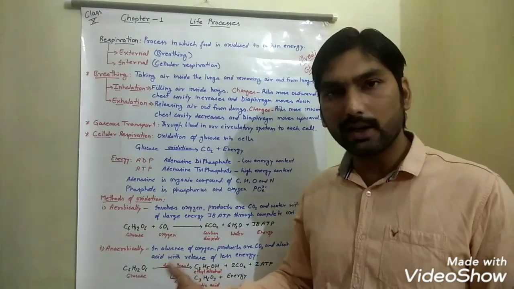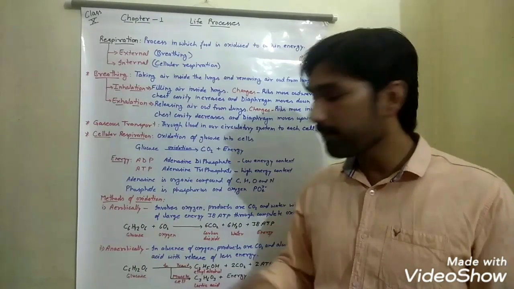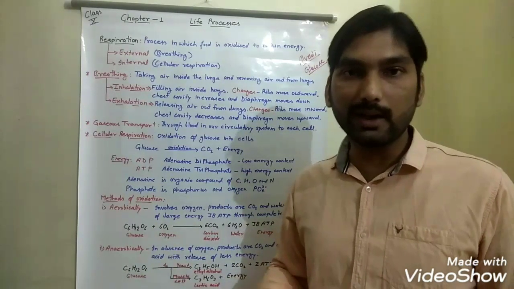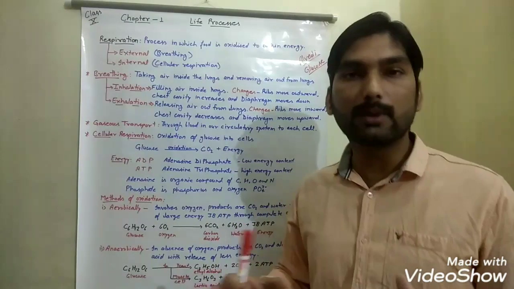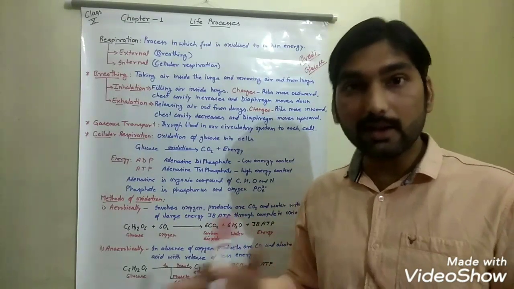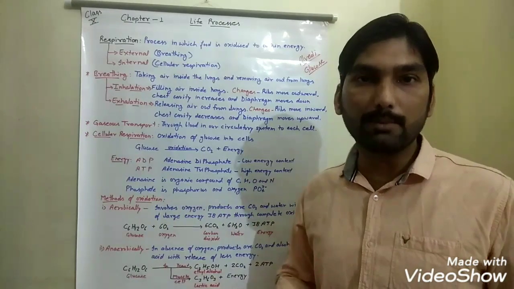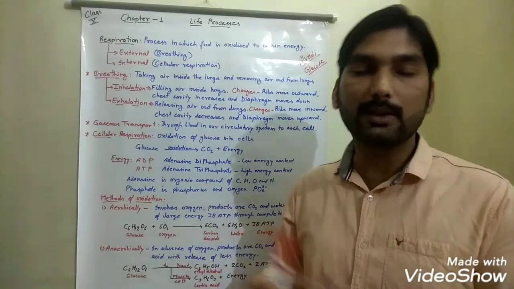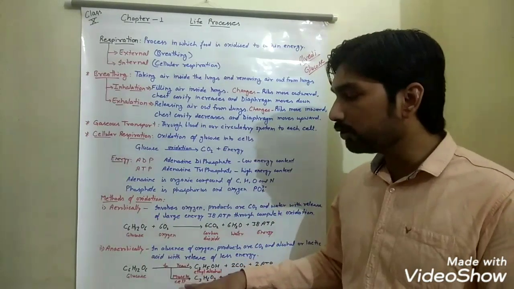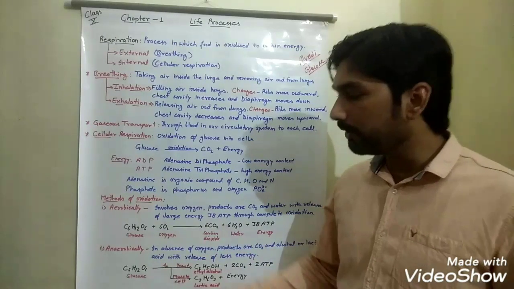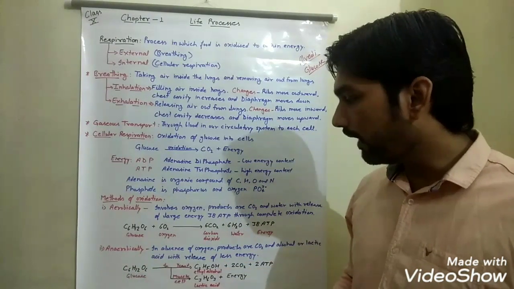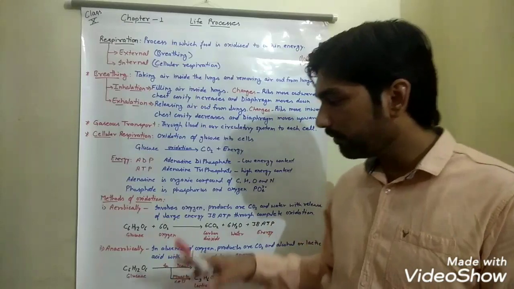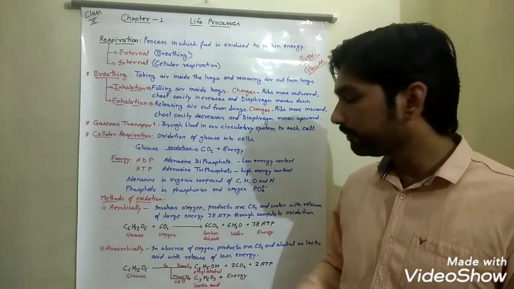So few of the organisms in our surrounding, like some bacteria, and sometimes even in our body cells also, like in muscle cells, when we are going to do some vigorous exercise, so at that condition our muscle cells are not able to absorb sufficient oxygen. So at that time, during the insufficient supply of oxygen, our muscle cells also perform this kind of respiration that is known as anaerobic respiration. And in yeast, a group of fungi, this respiration can also be seen.